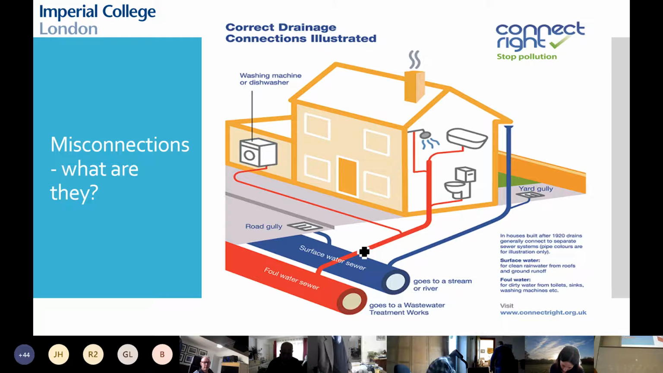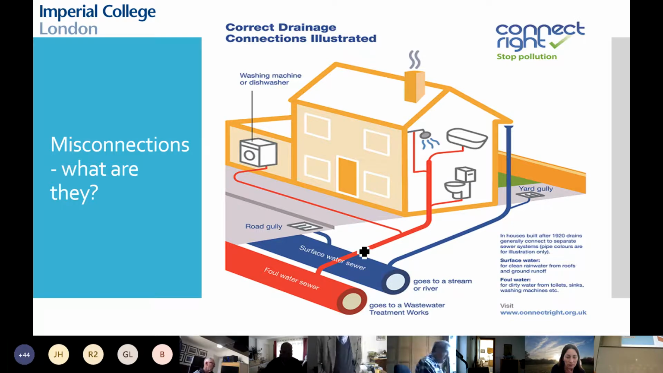If you've got water coming off your yard, your garden, if you've got highways water, rainwater, if you've got rainwater coming off your roof, it should go into a surface water sewer. And these go possibly directly to the river. So this is fine. This is where you have a separate system. As we know, a lot of London has a combined sewer system.